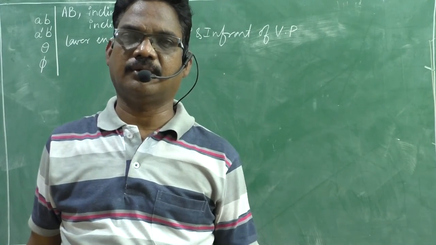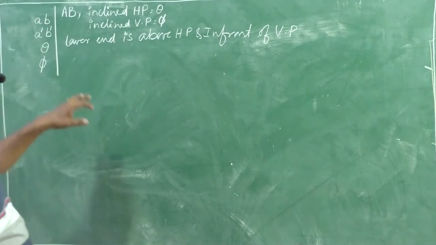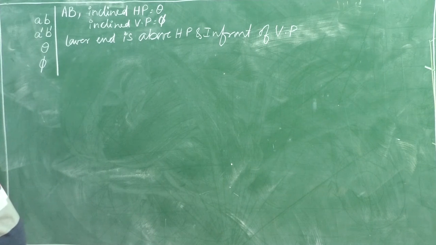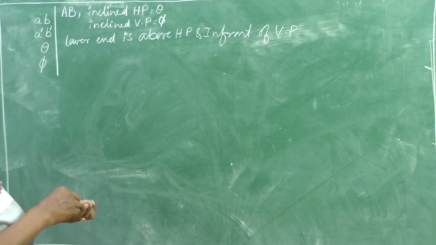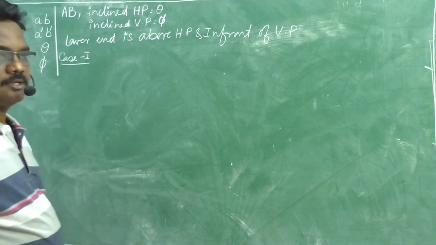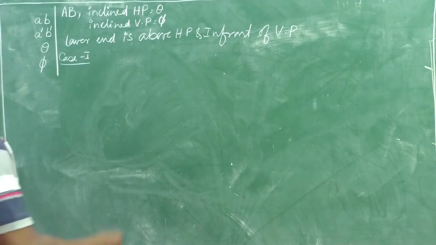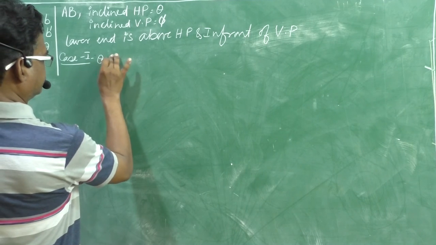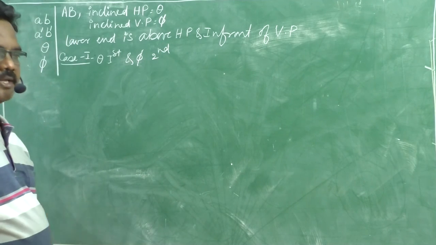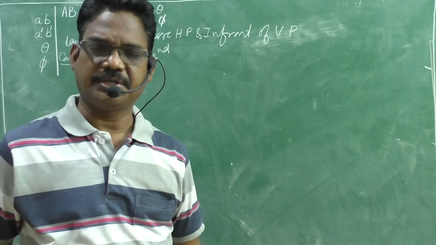In this case, how can we analyze the problem? First, I will tell you. One is the true length of the line. The second is the inclination with HP. The third is the inclination with VP. And the fourth is the position of the lower end, that means the position of the fixed point. Now, case 1. In case 1, consider the inclination with HP first, that means theta first and phi second.